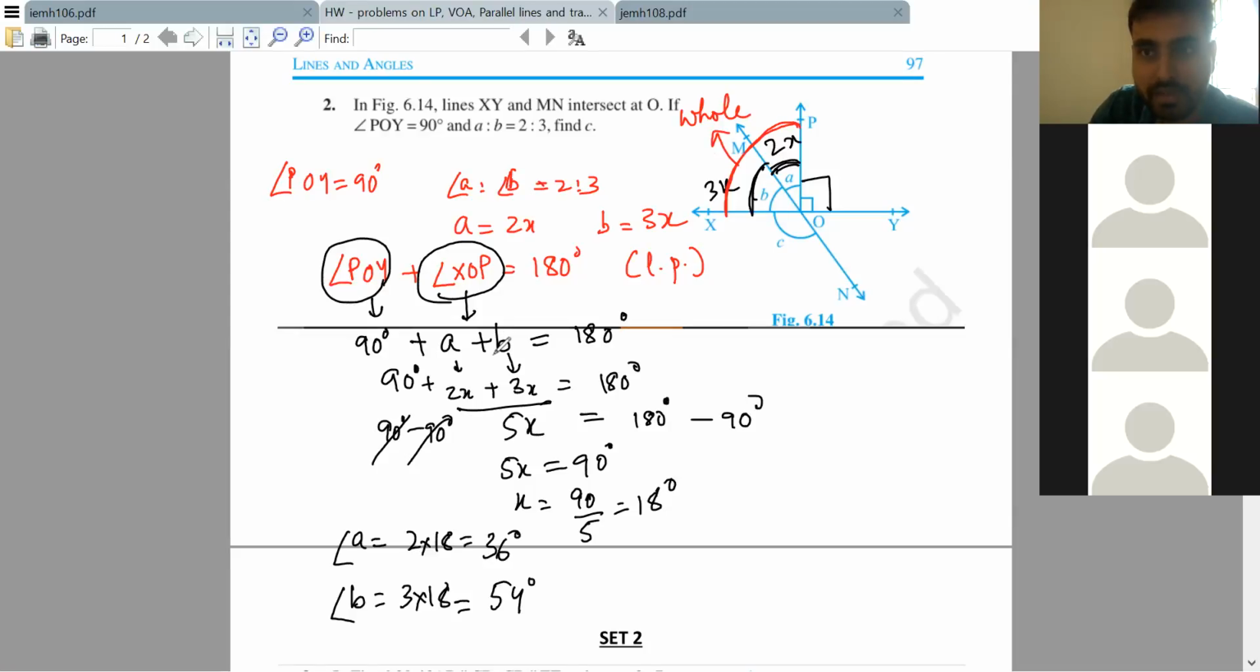Now, how many parts our whole has been divided into, Vaishnavi? With 2x and 3x, how many parts has our whole been divided into? Sir, I dropped off, if you can repeat it. I'm saying that this full angle POX is our whole. Yes, sir. It's divided into 2 parts.